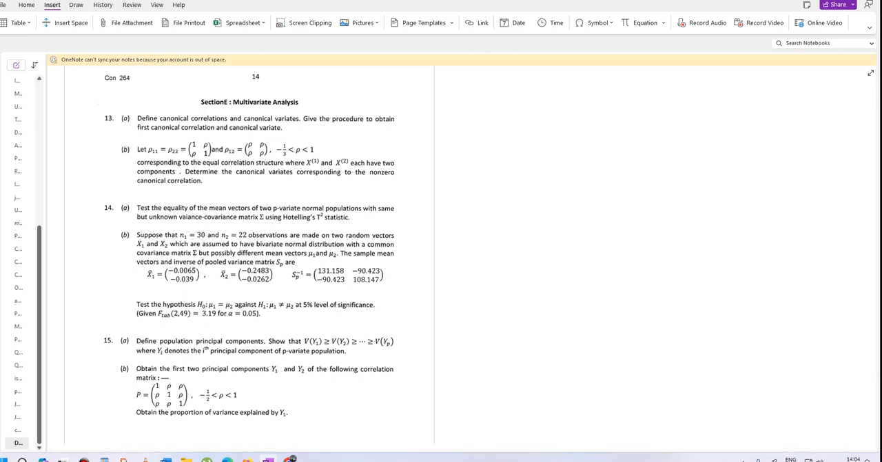Our dear students, today we are solving the RBI DSIM. Okay, so today we are solving 14b.